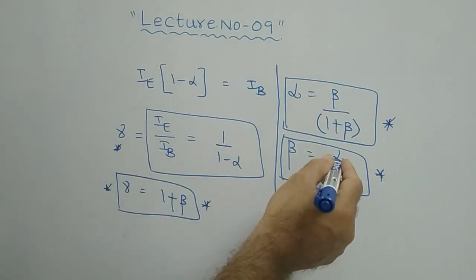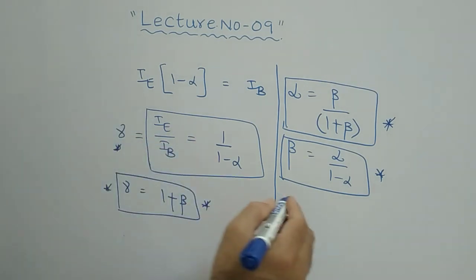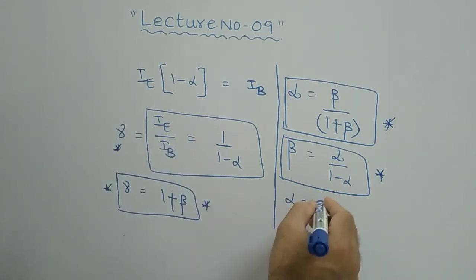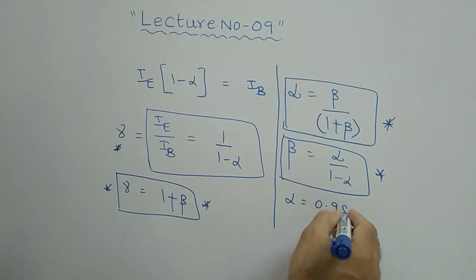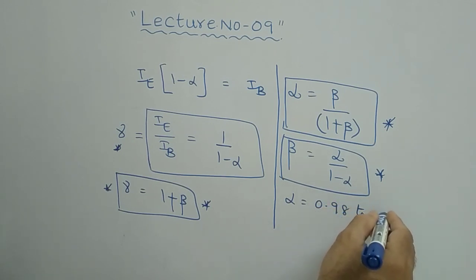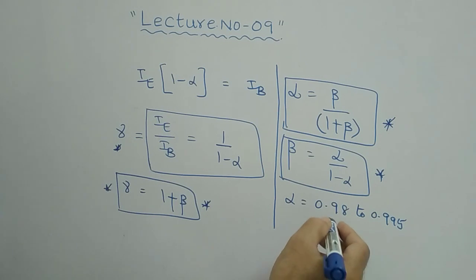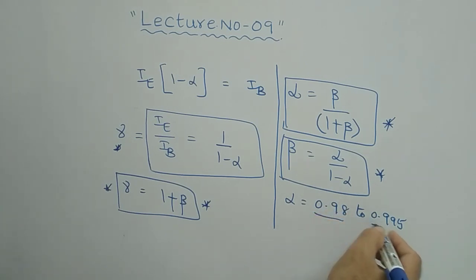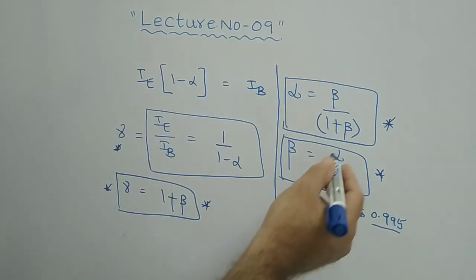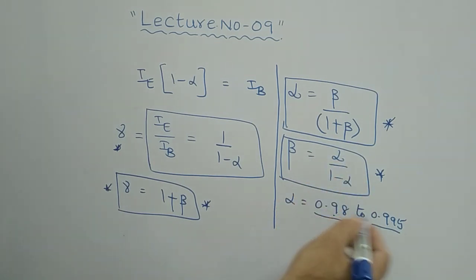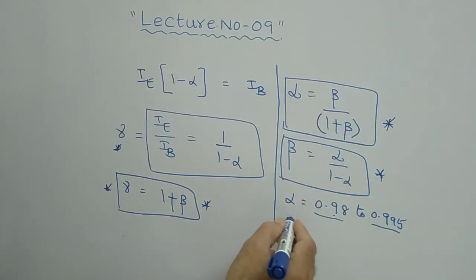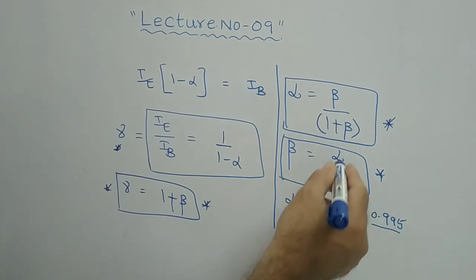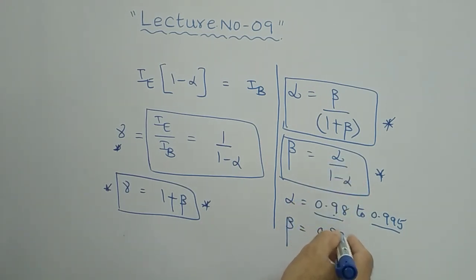And the value of alpha, I have already told you, varies from 0.982 to 0.995. If you substitute any value, the minimum or the maximum, into this particular alpha, and normally if you take the minimum value, say for example, and substitute 0.98 into 1 minus 0.98, approximately you will get something around 50.